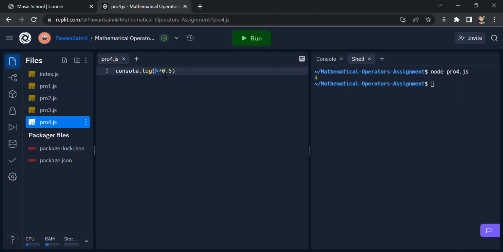Suppose I put 144 here, and this is going to provide me the square root of this number. Let's run this. Here we go, the output is number 12. So that's how we use the exponentiation operator. Thank you.